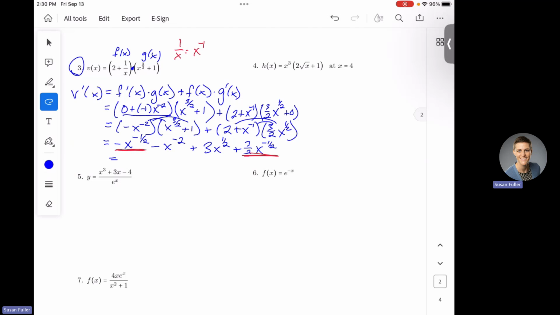That's going to give me a positive 1/2 times x to the negative 1/2 power minus x to the negative 2 plus 3 times x to the positive 1/2 power. This is my derivative. And again, you'll get the same thing whether you do the product rule like this or whether you FOIL everything out at the beginning and then take the derivative of each piece separately. Promise you'll get the same thing.